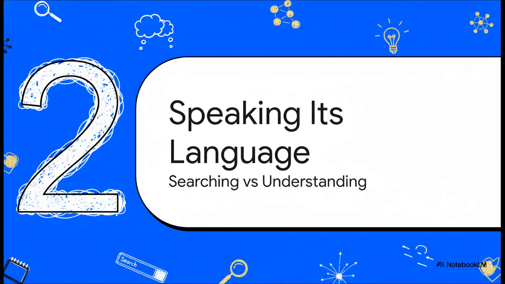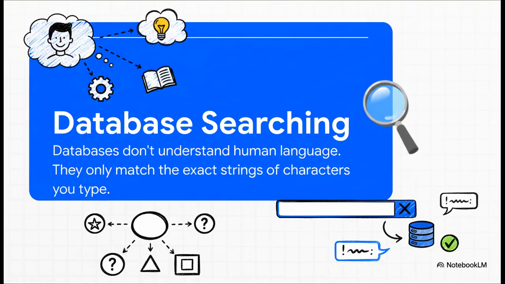Well, the answer really boils down to one critical thing. The difference between how a human understands a topic and how a database just reads what you type. And getting this is a total game changer. So here's the most important thing to get. Databases aren't smart, not in the way we think of smart anyway. They don't get concepts or ideas or any kind of nuance. They are just character matching machines.